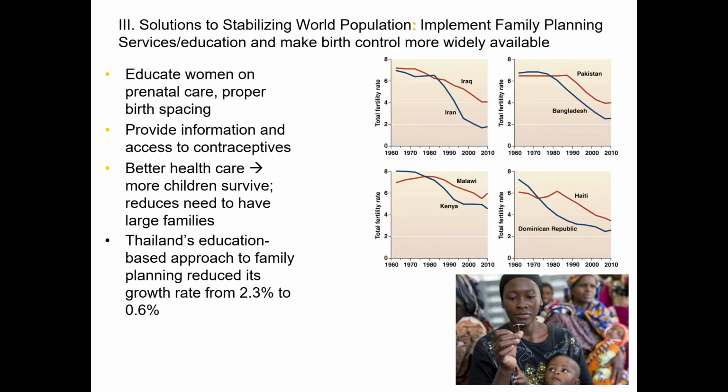Now, of course, that goes hand in hand with educating women just in general, but also educate women on their reproductive biology, make them take charge of their own reproductive biology by letting them know about prenatal care, proper birth spacing, information on access to contraceptives, and making birth control more widely available, if at all, educating them about how to use birth control, and then making that particular piece of technology available to women.